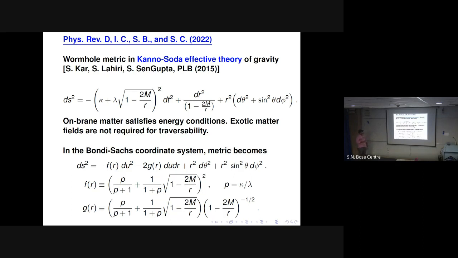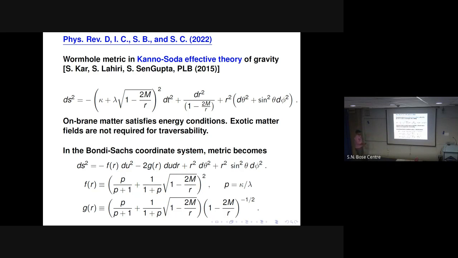And this is the paper that this wormhole solution comes from. Okay, so this is the wormhole choice that we have taken. And after I have motivated it, we go to a different kind of coordinate system, which is called the Bondi-Sachs coordinate system, because it has certain advantages when I talk later.